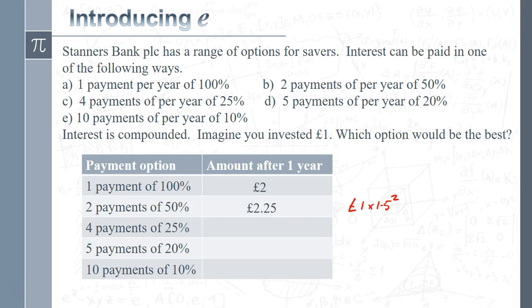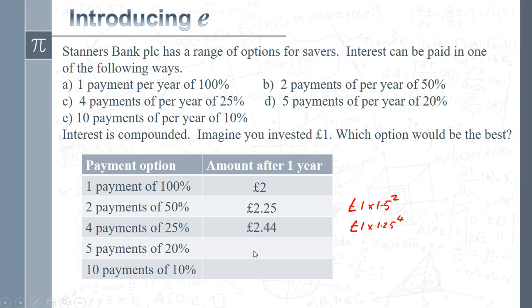Okay, so that seems a little bit better. Let's go for the 4 payments of 25%. You can probably see where this is going, but I'm going to scribble it anyway. 1 times 1.25, to the power of 4. Bash that into a calculator, and we're getting £2.44. So it's looking like the more of these payments we do, the better our investment is going to get.